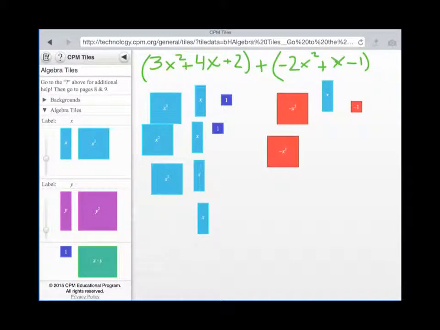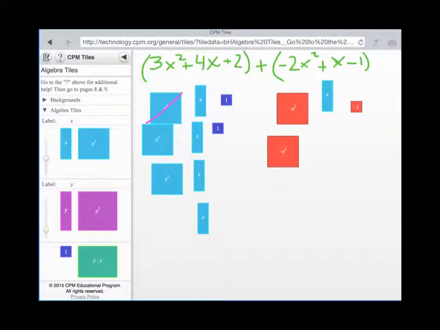Alright, so this is what it looks like after I've dragged the tiles over. And now it's kind of like the ones you've been doing in your textbook where you just have a whole bunch of tiles on your table and you combine like terms together. Here's the thing though. Remember, I think all the ones that you had in your textbook, they were all positives.